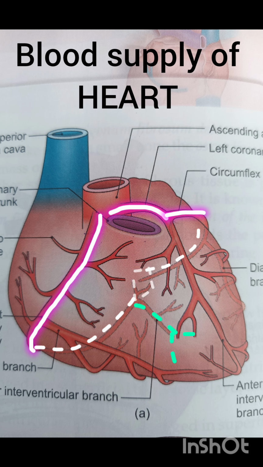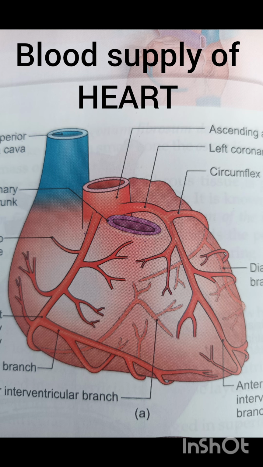Next, the posterior interventricular branch, which is given off by the right coronary artery, and the anterior interventricular branch, which also goes behind, anastomose with each other. So this is the whole arterial supply.